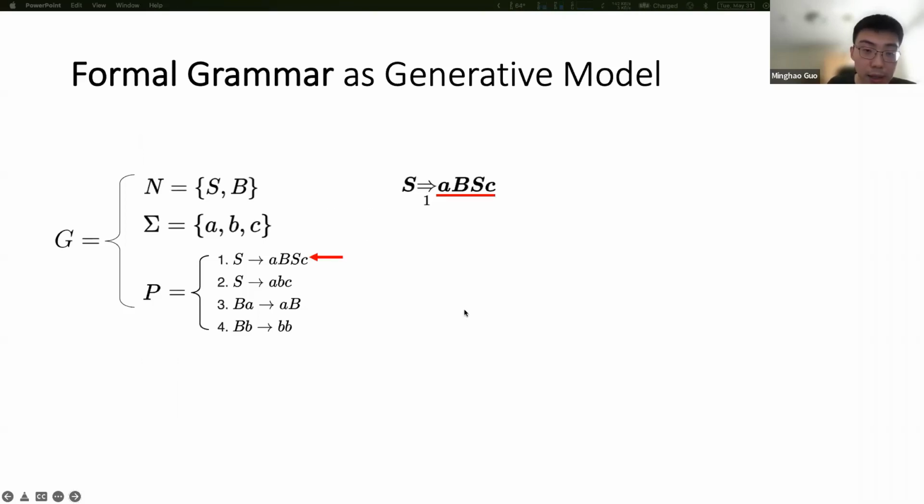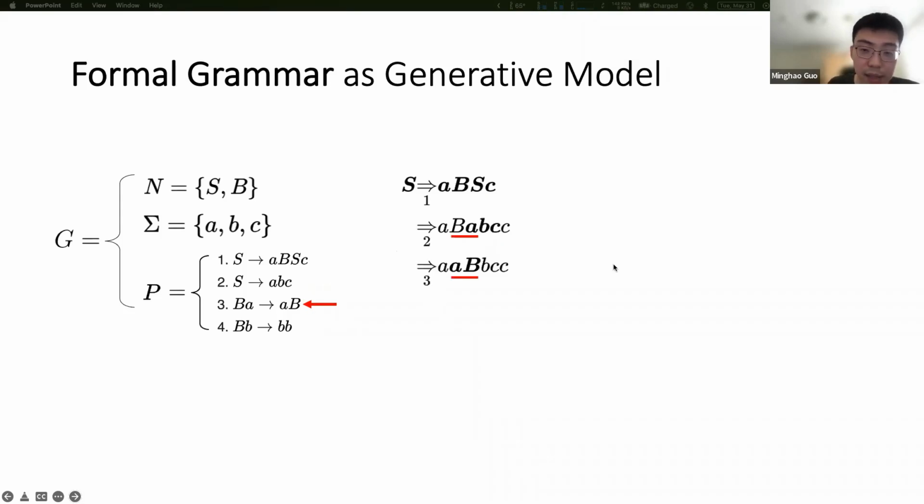Here we show a very simple example of using this grammar to generate a string. Starting from the symbol S, we iteratively select a sequence of rules to generate the string. In this example, the first iteration is conducted by rule number 1, and the initial symbol S is replaced by the substring ABSC. At the next iteration, we select a production rule whose left-hand side matches a non-terminal symbol inside the current string. In this case, we select the capital letter S, match it with the left-hand side of rule number 2, and replace it with the substring ABC.